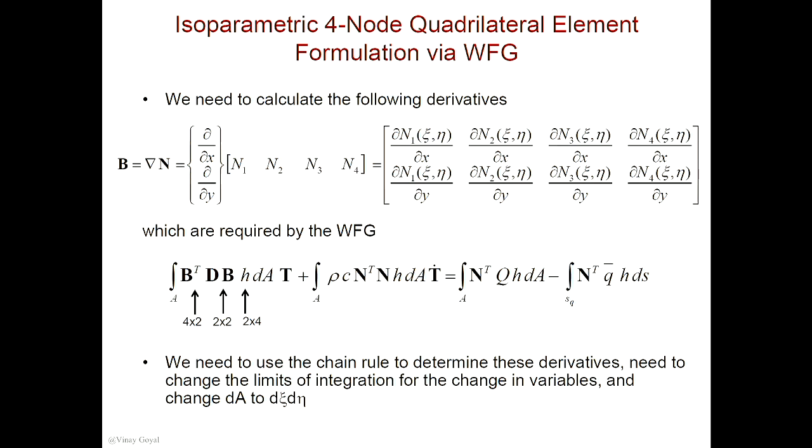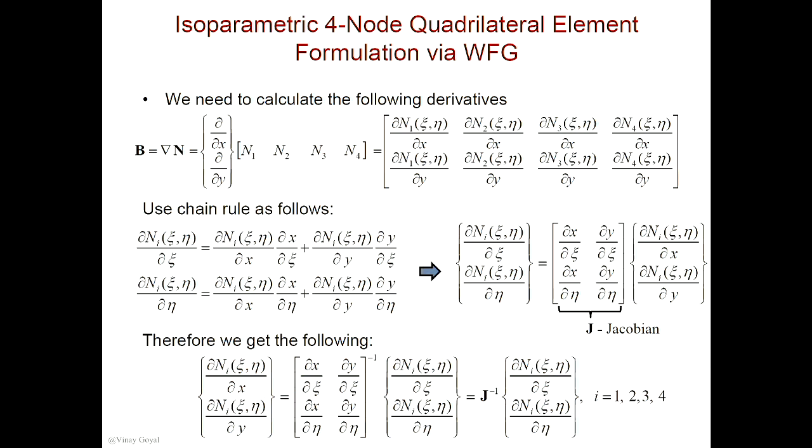Let me give you the big picture perspective again. What we're trying to do is calculate B, but B is the gradient of N, and N is a function of C and eta, so we're trying to figure out how to calculate those, and that is the goal here. So now that I have a way, what I can do is invert the Jacobian. Don't get hung up with words that sound complex, it's just the word that we give this matrix, it's called Jacobian. So if I invert that, now I have an expression for these derivatives for i equals 1 through 4.